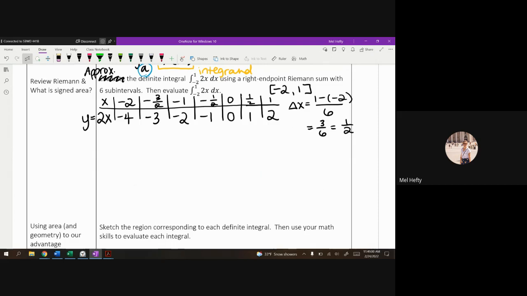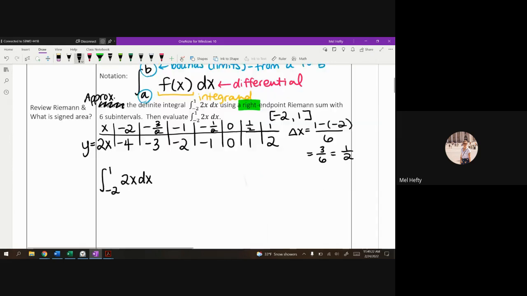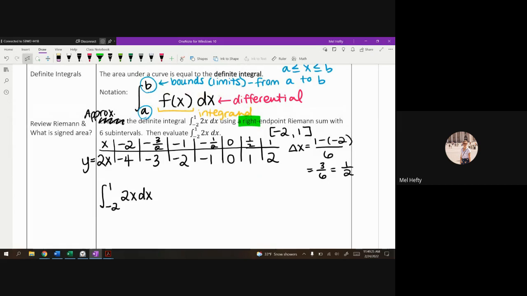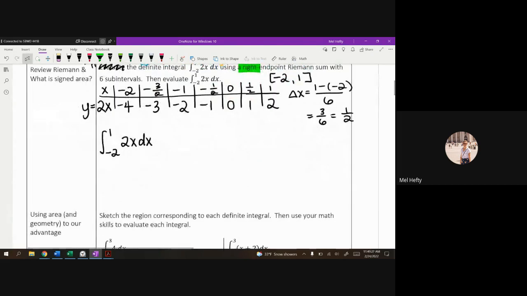All right, as I start this Riemann sum, I know I've got 6 subintervals. What's the other word that I need to pay attention to in this question? Right endpoint. All right, so let's see if we can set this up. If we wanted to get really fancy with our notation, we could take our definite integral. What makes it definite versus indefinite is having those bounds. And we're going to say that this is approximately equal to our work for our Riemann sum.